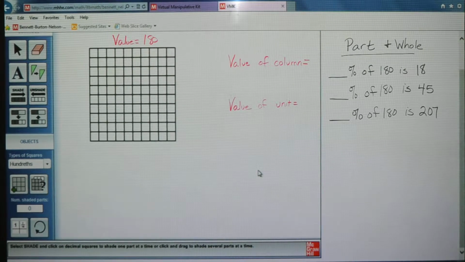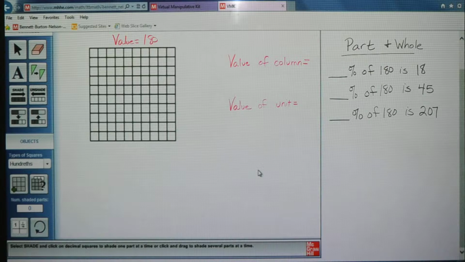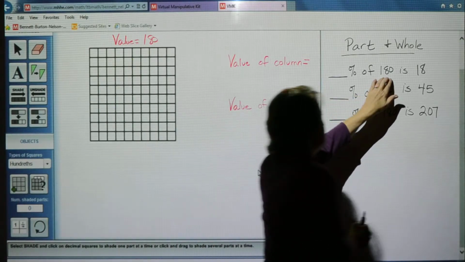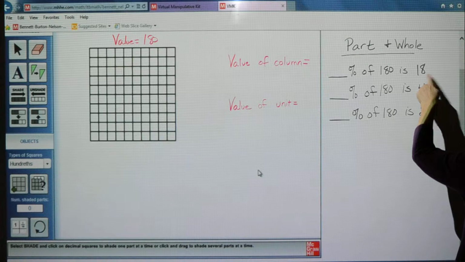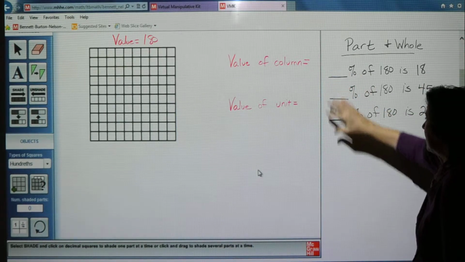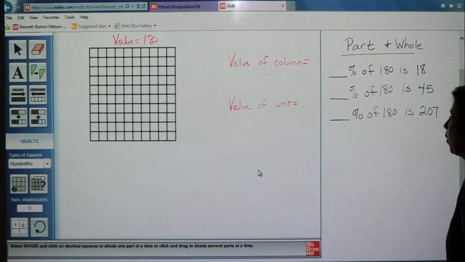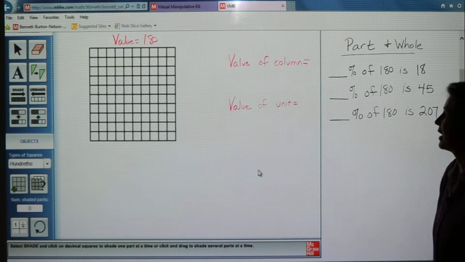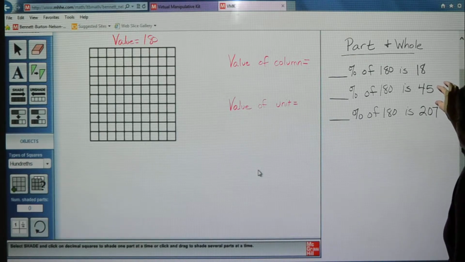Going to continue discussing working with percents using the decimal cubes. The first video that we did was percent and whole. Now we're going to talk about part and whole. In this case, I know the whole, which is 180, and I know the part, which is 18 or 45 or 207. And what I need to figure out is the percent, or how many cubes would I have to color to get that much.